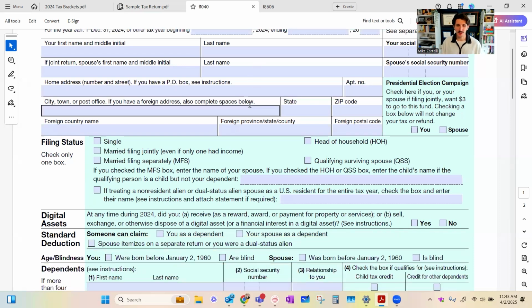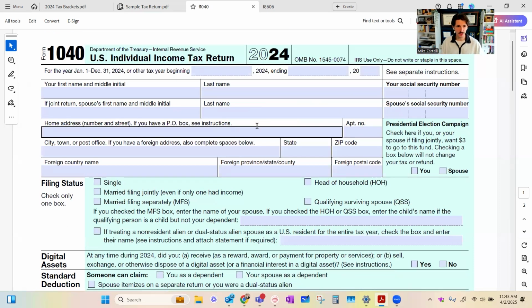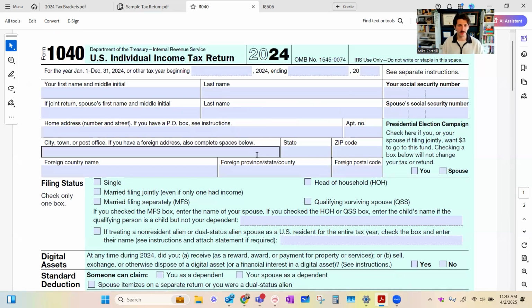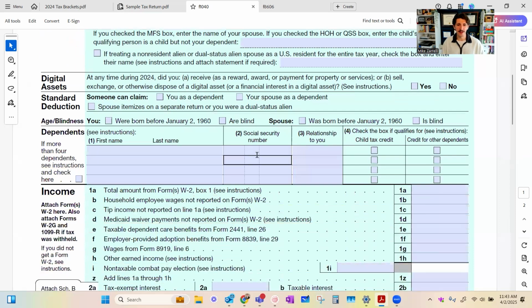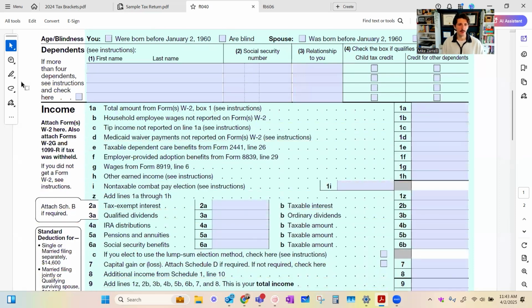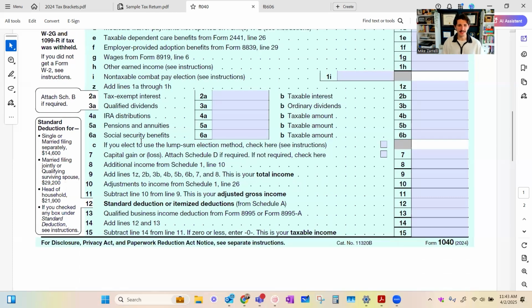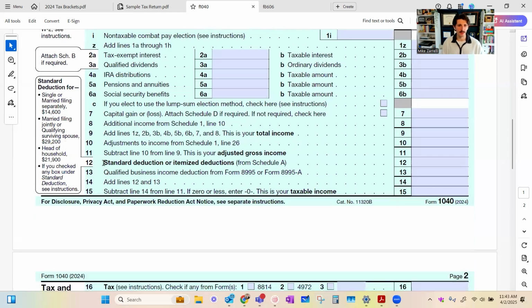So the first page is going to be a lot of just information, your home address, social security numbers, etc. Then we get down to the first part, which is your income. From here, we're going to have to pay attention to a couple of items. First up, I'm going to keep scrolling down, is did you get the standard or itemized deduction? That can be found on line 12 right here.